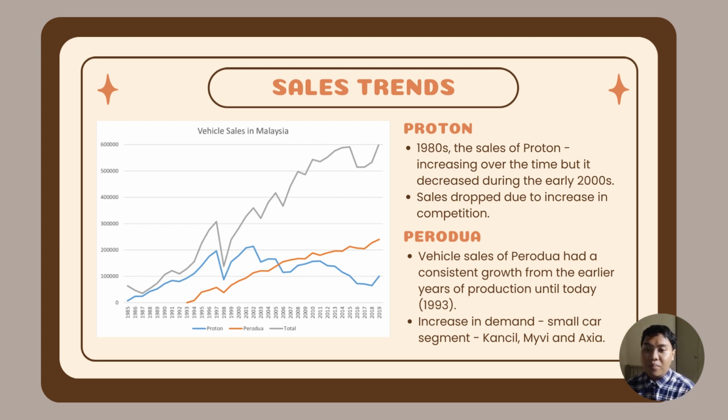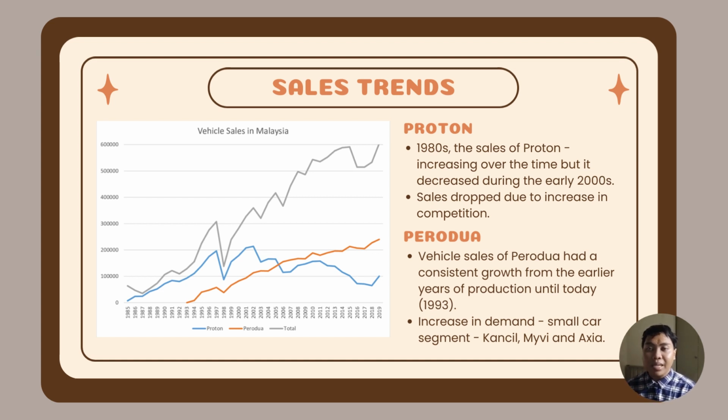On the other hand, Perodua, which was established in 1993, started to focus on producing small and compact cars with cheaper prices to cater to the needs of the Malaysian market during that time. They focus on producing reliable, affordable, and importantly, fuel-efficient vehicles for the consumer.